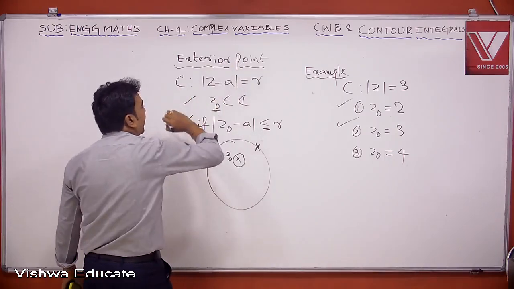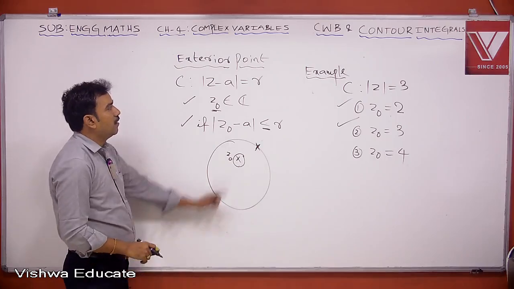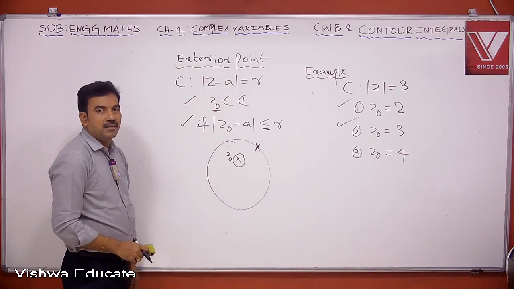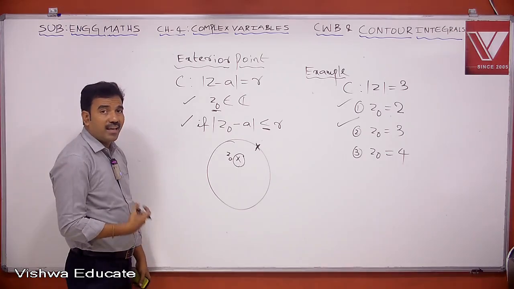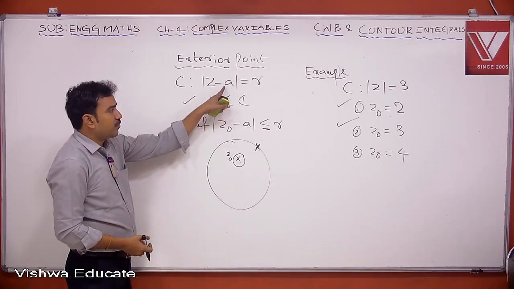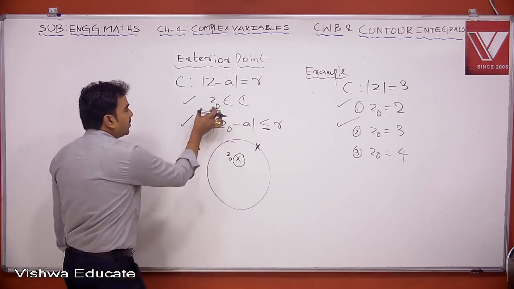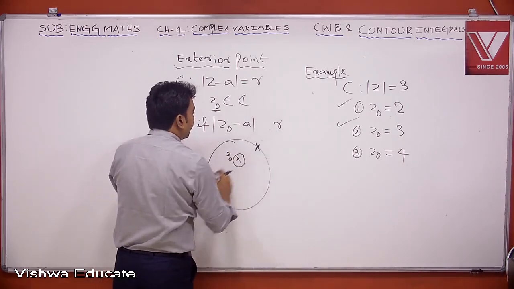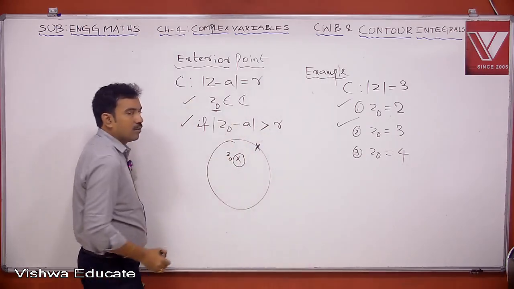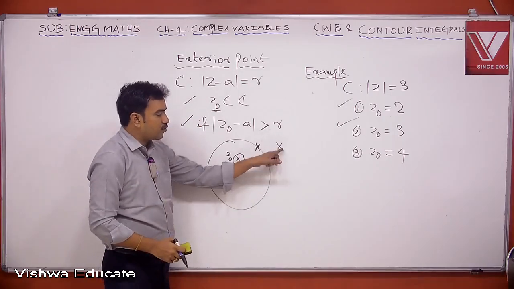Next definition, exterior point. Exterior points means the points which are lying outside the circle. This is my circle, and this is my complex number. We say that this Z0 is an exterior point of this circle if the modulus of Z0 minus A is greater than R. Suppose it is located at this place, so it is lying outside the circle.